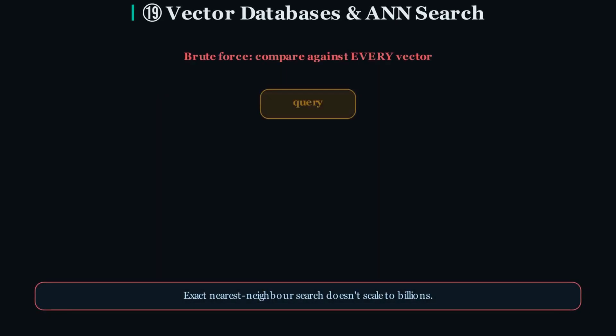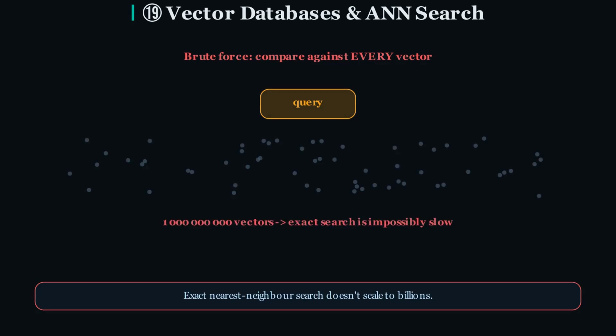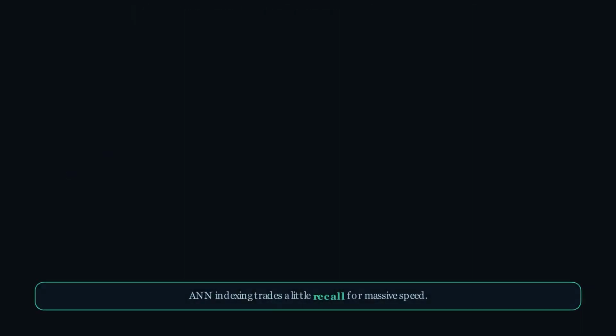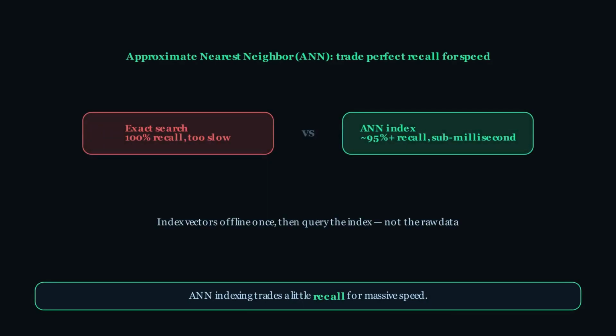At enterprise scale, a vector database might hold billions of embeddings. Comparing a single query against every one of them exactly is computationally impossible at the latencies real applications require. Vector databases solve this with approximate nearest neighbor indexing by deliberately sacrificing a small amount of recall, occasionally missing the single best match. They achieve exponential speedups, answering queries in sub-millisecond time.